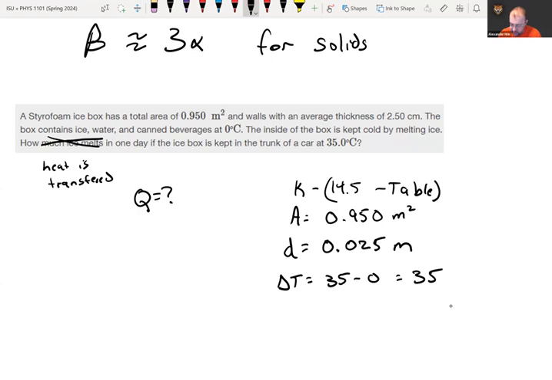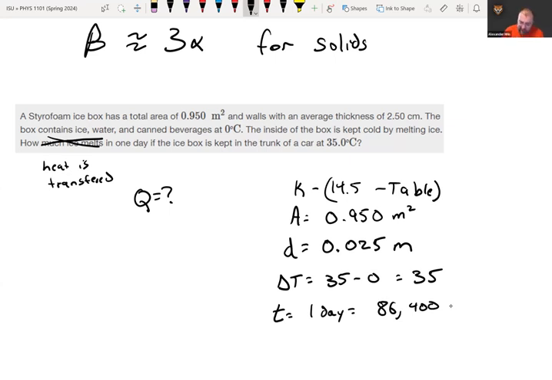Now, the last thing we need to know is time. And this is 1 day. We do need to convert that to seconds. 1 day is 86,400 seconds. You can check that out. It's just 60 seconds per minute, so 60 times 60, 3,600 seconds per hour, times 24 gives you 86,400.